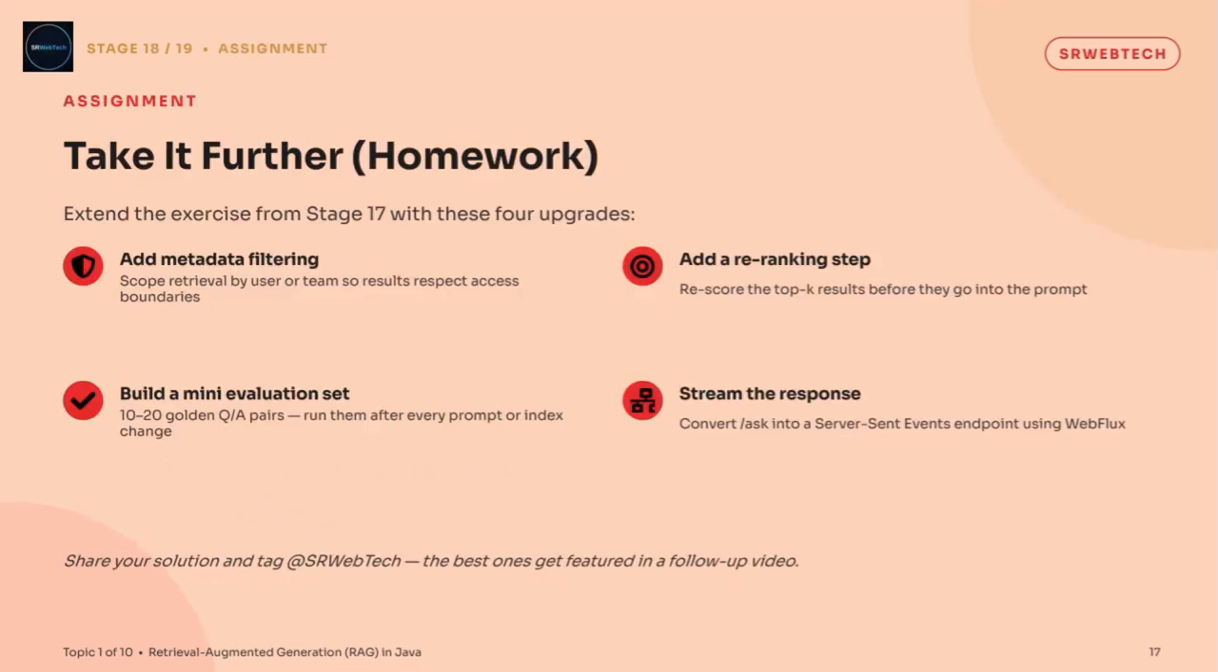Now that we've covered the basics of retrieval-augmented generation in Java, it's time to take things further. This assignment challenges us to enhance our solution with some key upgrades, like converting the Ask endpoint into a streaming server-sent event setup, building a mini evaluation set with golden query and answer pairs, and adding a re-ranking step to improve result quality. We'll also scope retrieval by user or team, respecting access boundaries, and include metadata filtering.